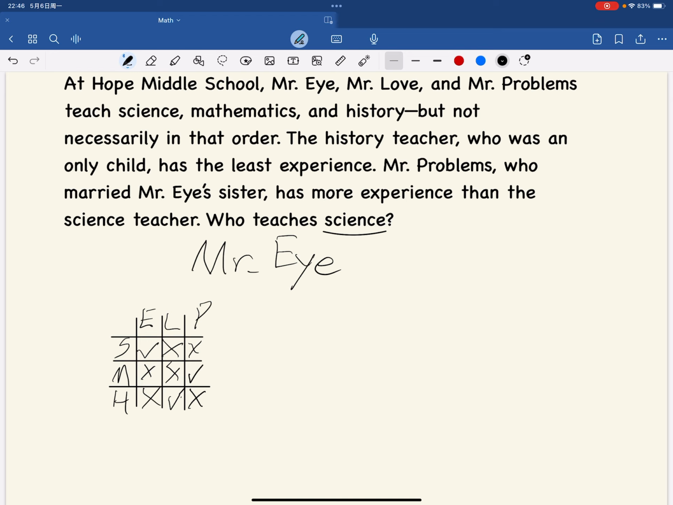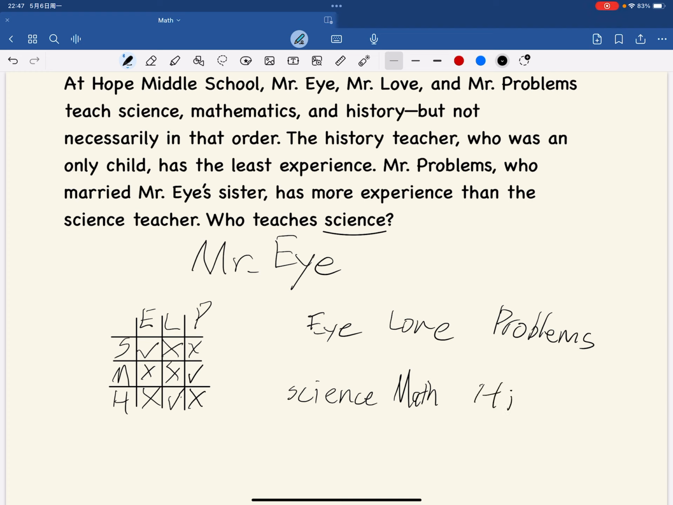So now the second way. Once again, there's 3 people and 3 subjects. So in this way, we write out the people's names: I, Love, Problems, and then science, math, and history.